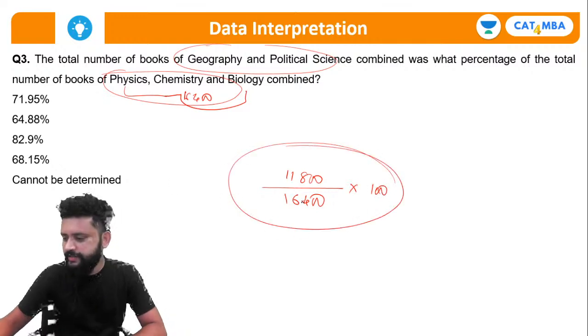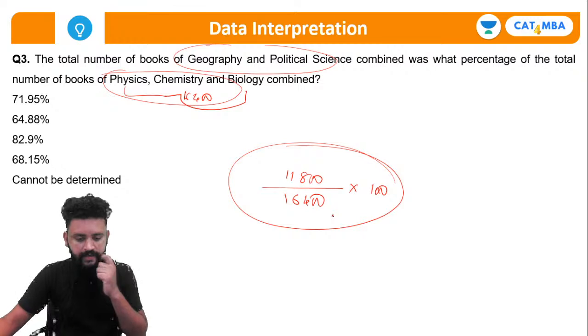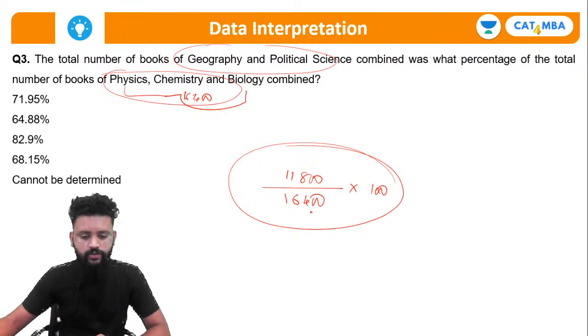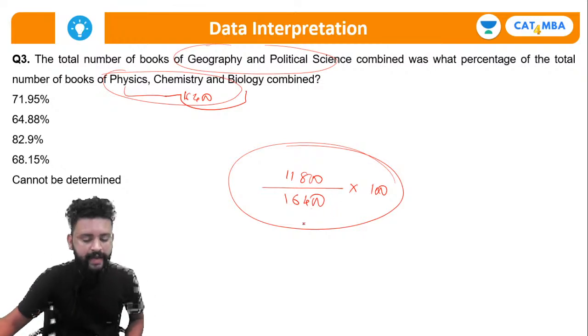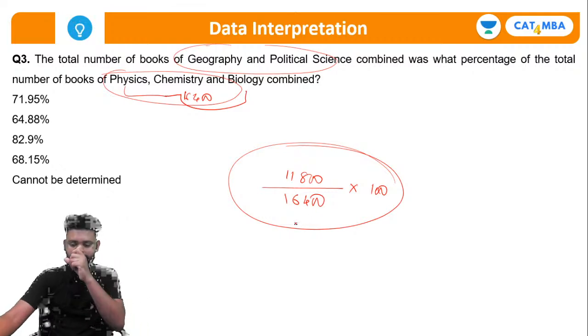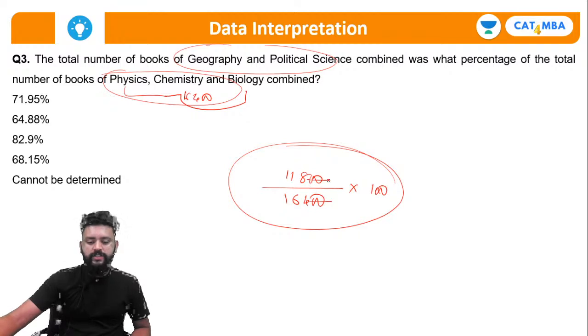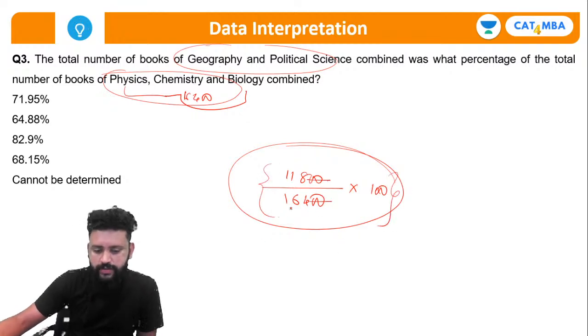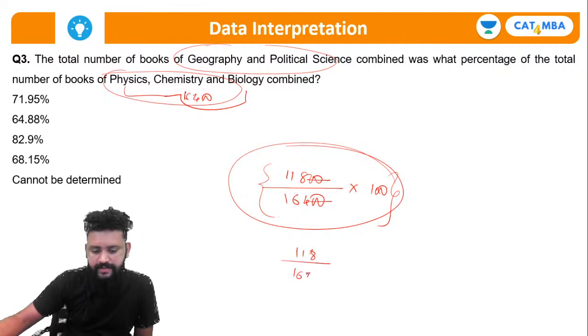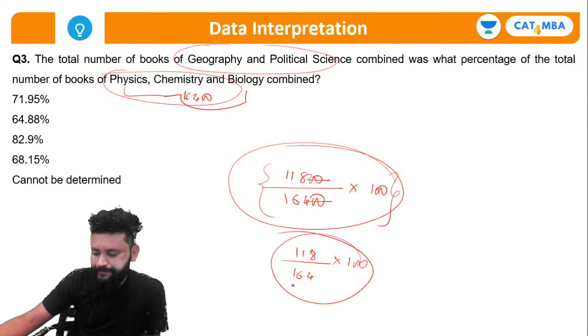What is the shortcut for this? Rajat, Shubhankar, can you drop in the comment how much percent it will be? I want you to do the calculation, guys, because this DI is more of approximation. Now you should understand how to quickly approximate this within 30 seconds. So it is close to 118 and 164 into 100. How to do this calculation part?